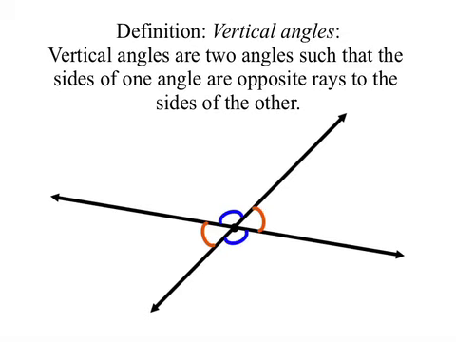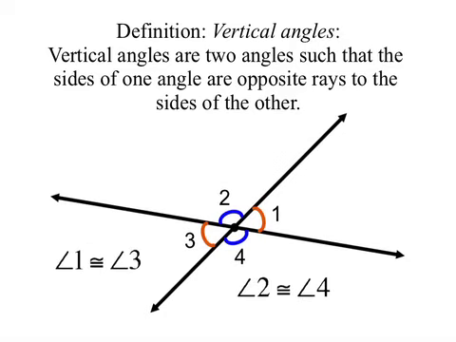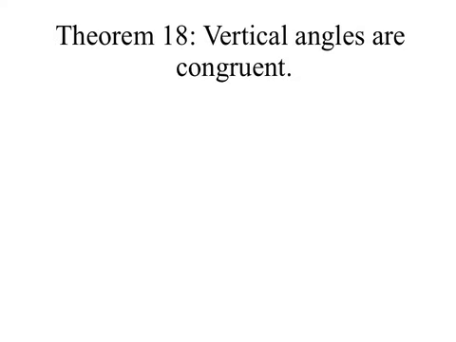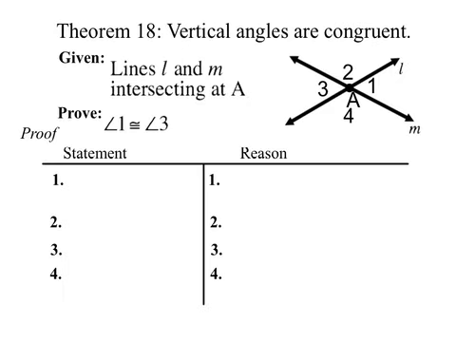And it turns out whenever a pair of lines intersect, there are two pairs of vertical angles, and they're both shown. And now we'll number the angles 1, 2, 3, and 4 and write statements. Angle 1 is congruent to angle 3, and angle 2 is congruent to angle 4. And that's because they're vertical angles. And we have a theorem. Vertical angles are congruent. And we'll show the proof of that theorem.